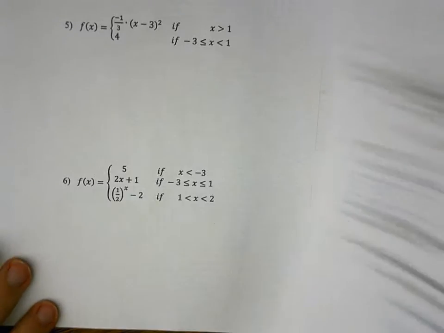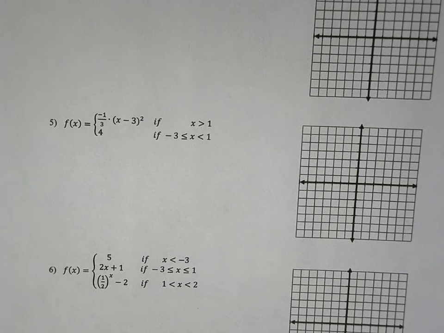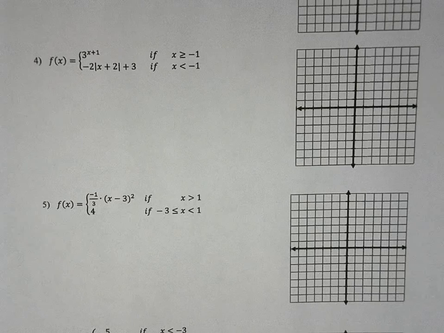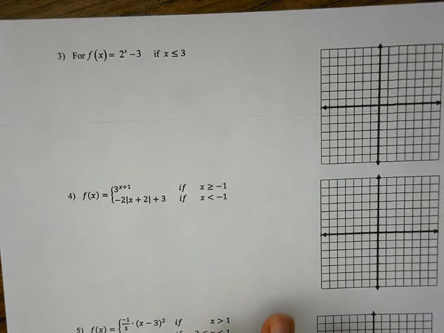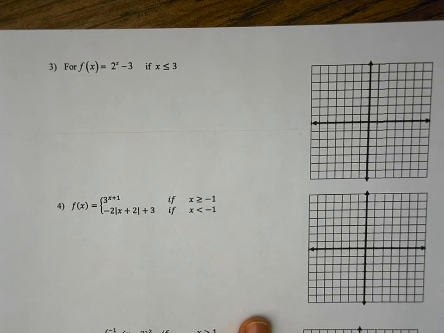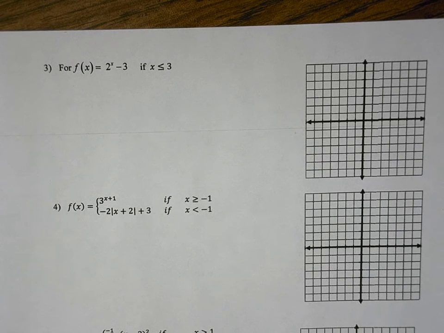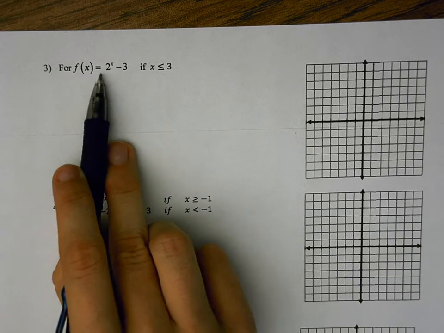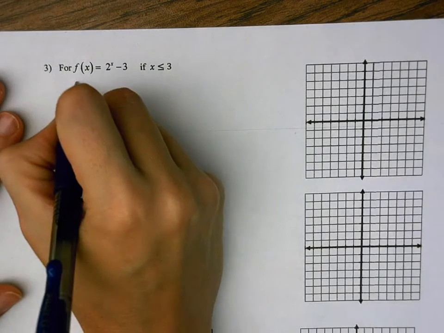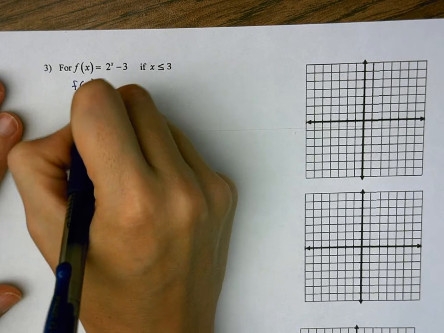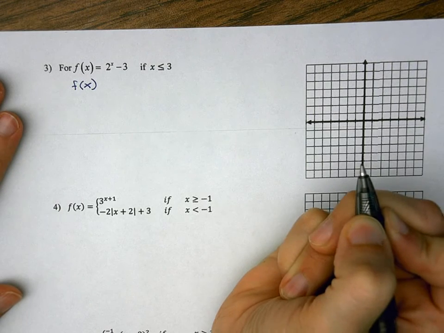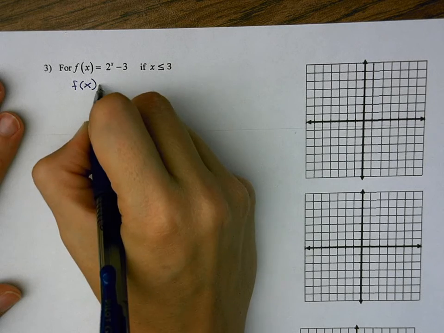Okay, let's do a couple more together here. I'm actually going to bounce around a little bit, although I'm going to start here with number 3. Okay, so let's go ahead and take a look at number 3. For f of x equals 2 to the x minus 3 if x is less than or equal to 3. Okay, so let's go ahead and start with graphing our function, turn it into descriptive form. What does that mean we're going to do? Okay, we're going to add 3 to the other side.